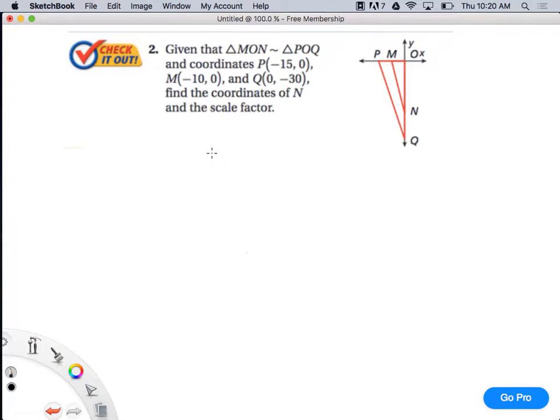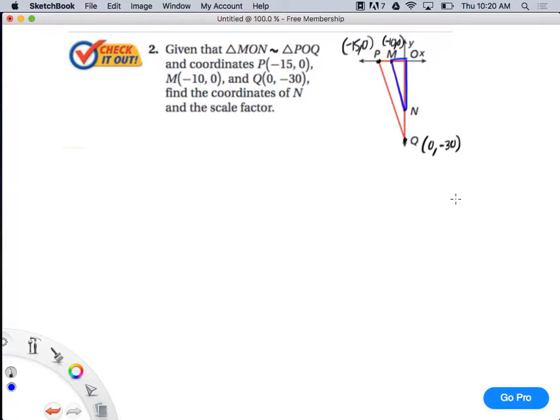This is squiggly, you mean similar? Similar. Yep. So let's take a look. P is negative 15, 0. M is negative 10, 0. Q is 0, negative 30. And they want you to find N. Our original shape this time is the big red one, because we don't have N. So we've got to find that.